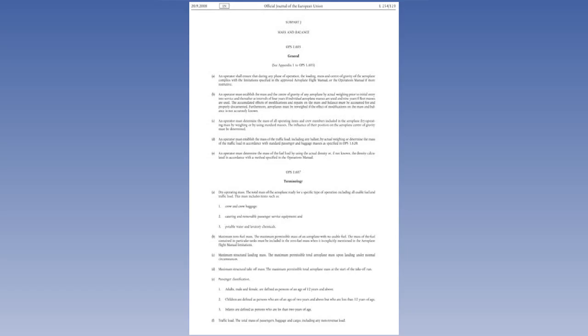In this lesson, we are going to look at the regulations governing mass and balance contained in EU OPS, Section 1, Subpart J. The regulations cover the operator's and pilot's responsibilities in determining the aeroplane's mass and centre of gravity prior to flight. This will also cover establishing standard mass values.